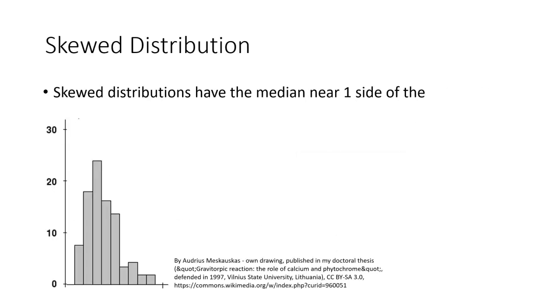Another kind of distribution is the skewed distribution. Skewed distributions have a median near one side of the curve. This often gives us a greater than or less than kind of distribution. You may be testing an interaction between an organism and a chemical. A little bit works well, a lot may not be good for the organism. The inverse could also be true.